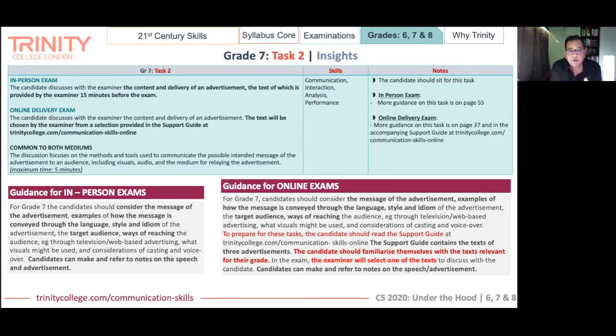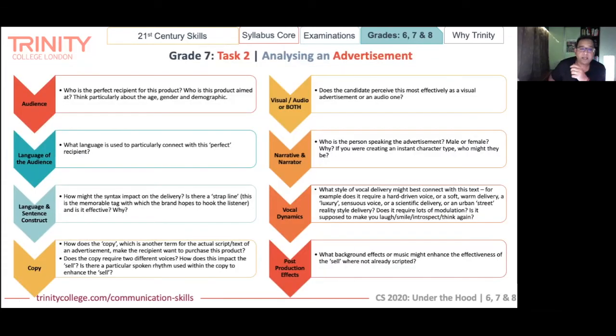But now let me help you understand what we should be looking at in terms of analyzing an advertisement, all right? Things like the audience, the language that is ideal for the perfect recipient. So for instance, with a lot of advertisements in India, you see a certain amount of Hinglish because that's the way we are, all right? It's cool to do that. So you will find those words being placed into the copy of the ad. Similarly, the way the language and the sentence construct is laid out, the copy, that's the actual wording of the advertisement.